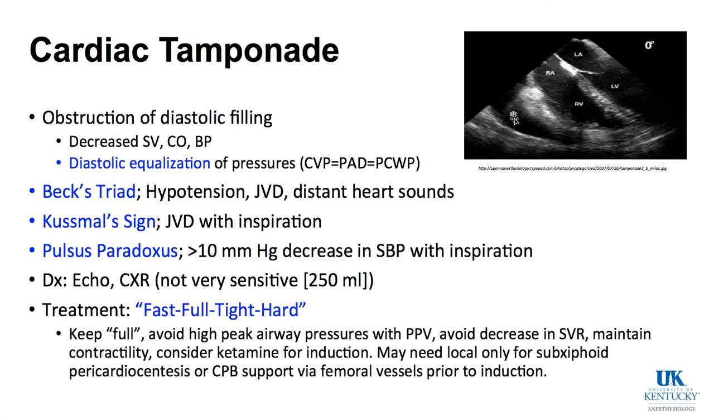Avoid decreases in systemic vascular resistance. Maintain contractility. Ketamine has some benefits of maintaining SVR and keeping the heart rate up. And if you're really in deep straits and problems, think about local subxiphoid pericardiocentesis. That is, local anesthesia, subxiphoid, do a pericardiocentesis, remove some of the fluid before you induce general anesthesia, or even cardiopulmonary bypass with support via the femoral vessels prior to induction.